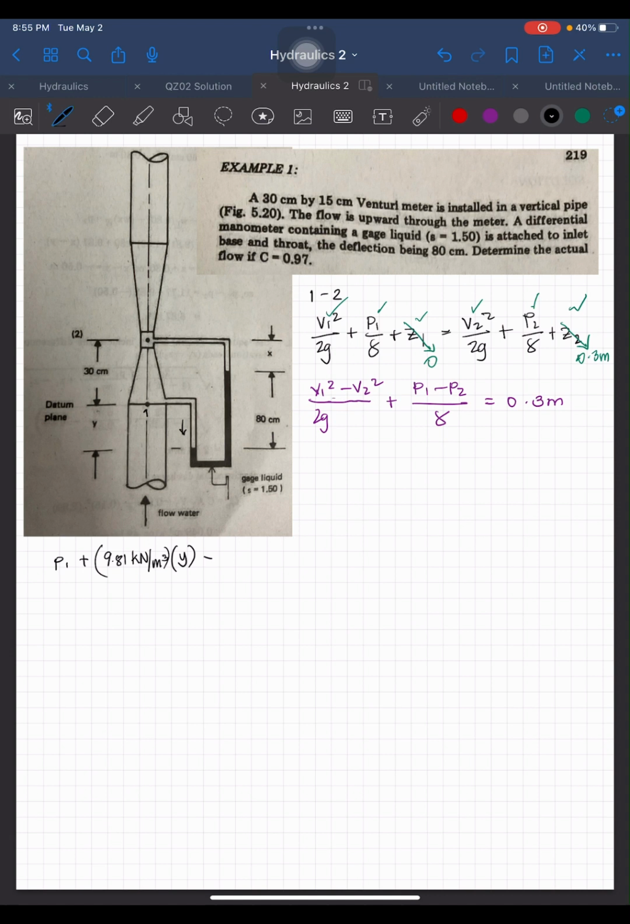Then pupunta tayo ron sa kabilang side, that would be 1.5 times 9.81 kilonewton per cubic meter times the height of rise, that is 0.8 meters, minus another water, 9.81 kilonewton per cubic meter times the height of rise, which is equal to X, that is equal to P2.